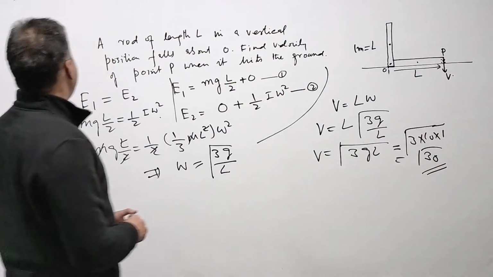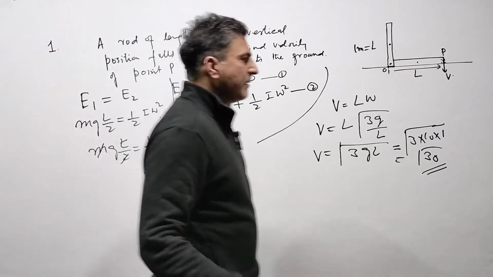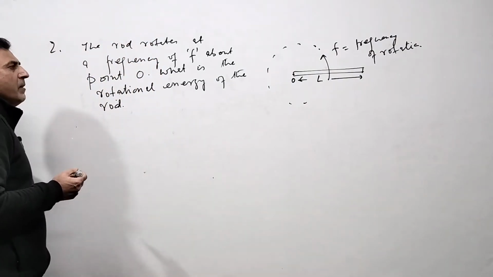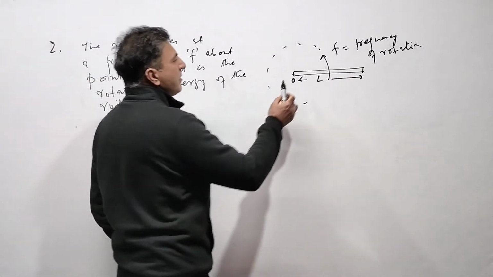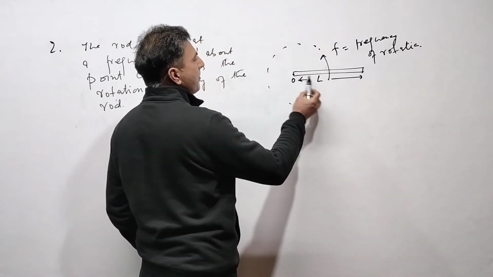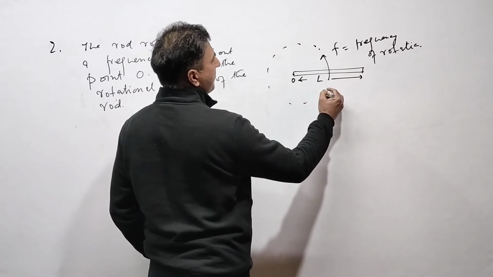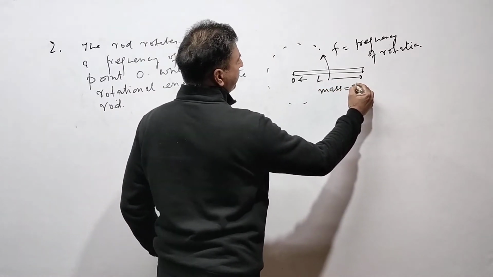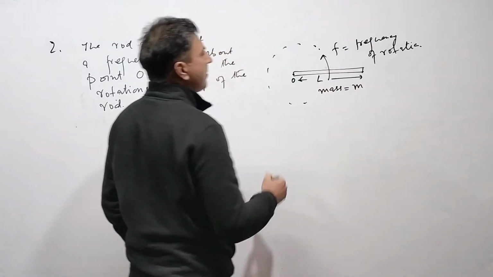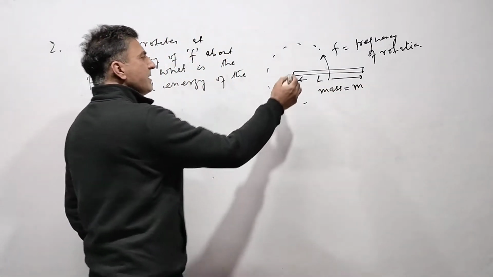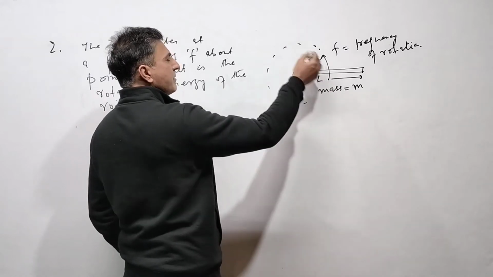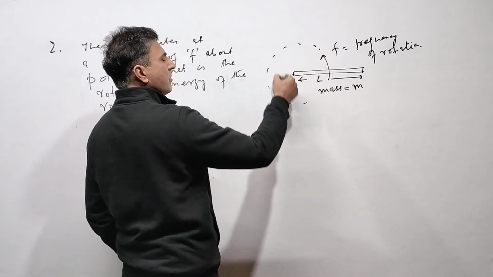This is problem number 1. Let me go to problem number 2. This is the second problem. The problem is like this. It's a simple rod of length L and mass m. It rotates about one of its ends, in a circular motion.